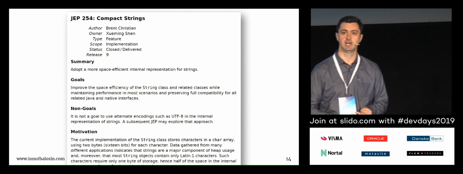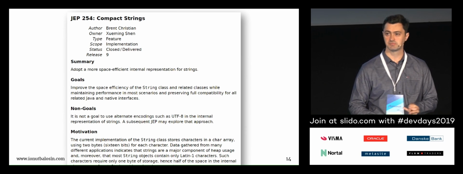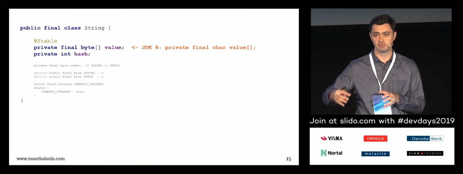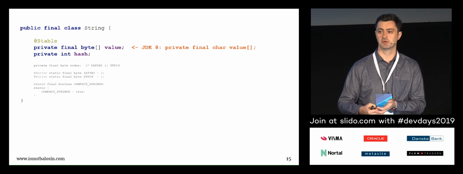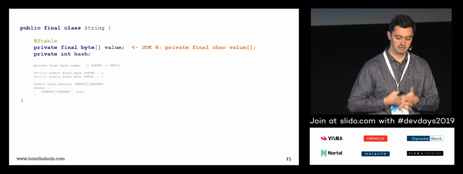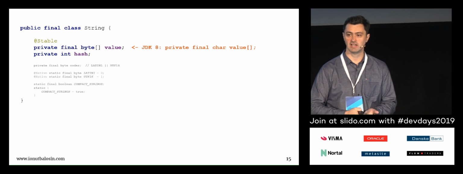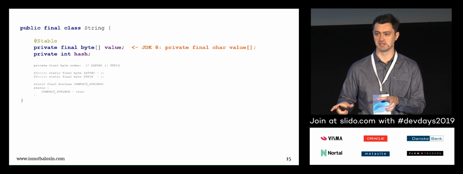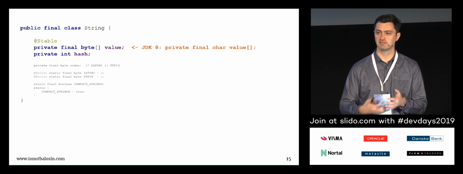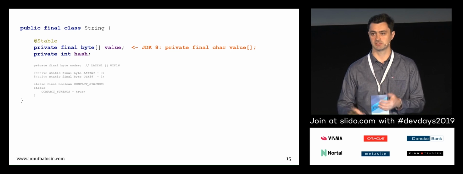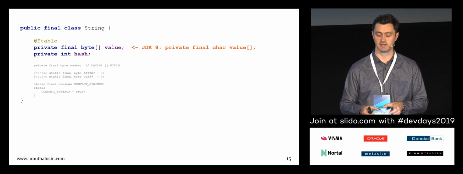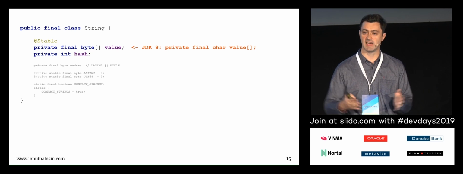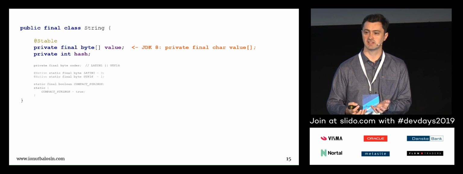What it means is that before JDK 9, up to and including JDK 8, every time you declared a string, it was backed by a char array. And if you profiled your applications, most of the heap was actually consumed by strings. In your application, you can have thousands, tens of thousands of such strings, and they consume a lot of heap.